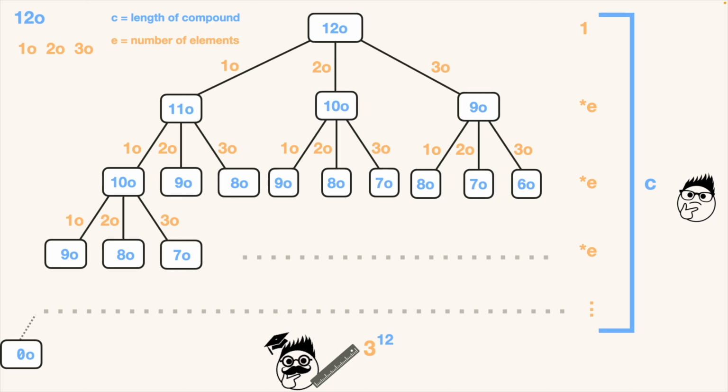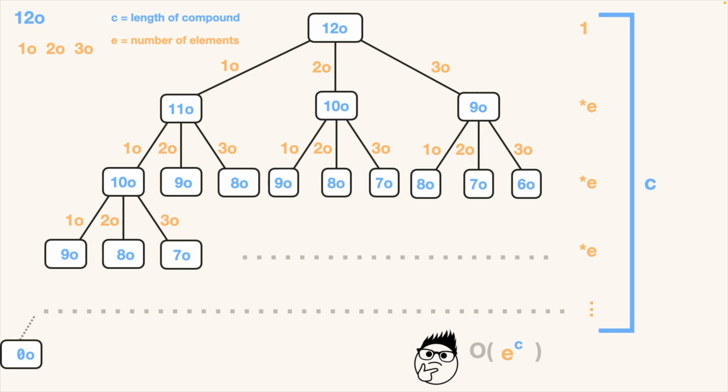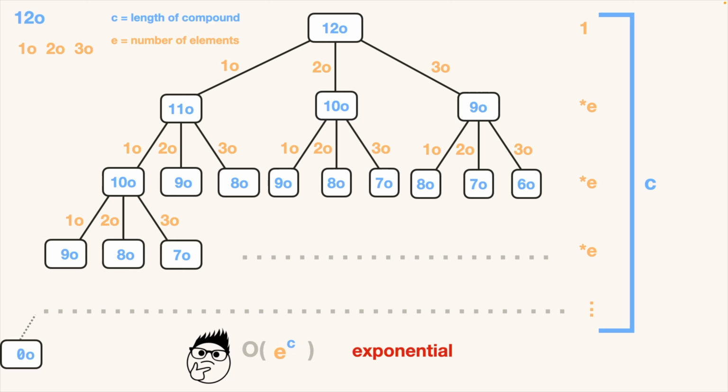All right, so now I have things nice and generalized. If C is the length of my compound and E is the number of elements, the total nodes that need to be explored in this recursion tree would be E to the C power. Notice how it matches the hard quantity on the left-hand side. And that means our total time complexity for this one is exponential. It's exponential because the variable C is in the exponent. Exponential is typically considered a slow complexity, so we have some work to do here.